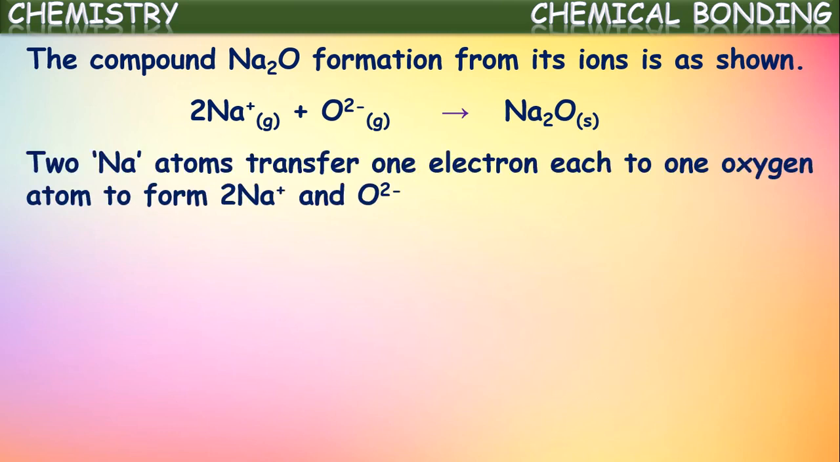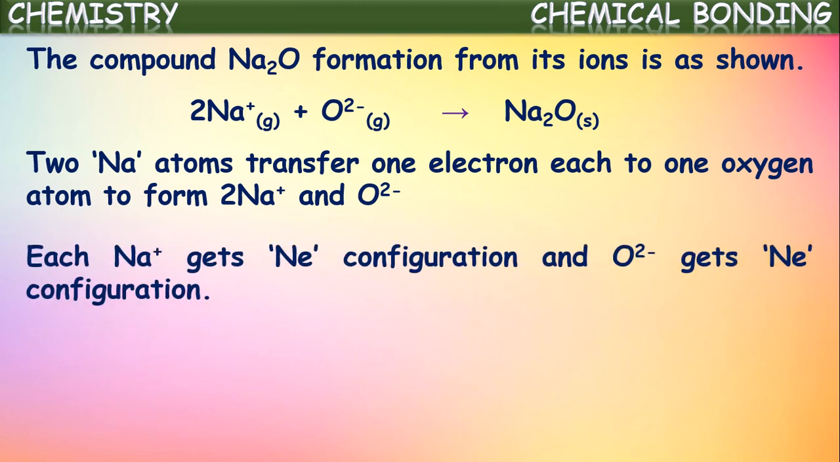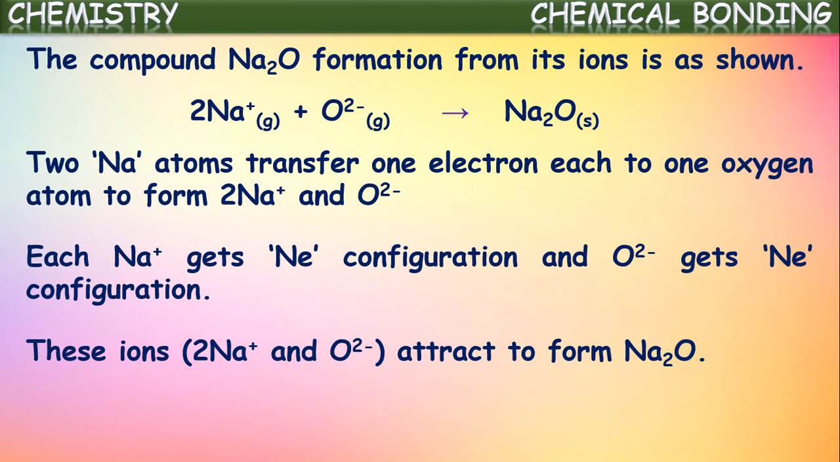2 sodium atoms transfer 1 electron from each to one oxygen atom, and thus Na+ and O2- ions are formed. Each Na+ gets a neon configuration. The oxide ion also gets a neon configuration. These ions attract each other because of the electrostatic force of attraction created, and thus the sodium oxide compound is formed.